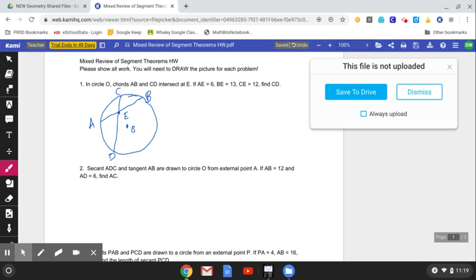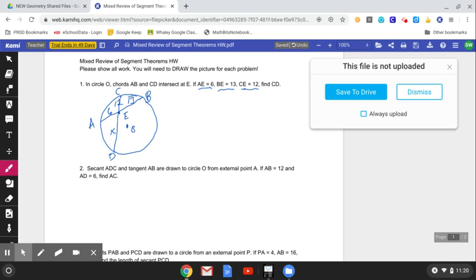Okay. Now, again, I don't really care if this is to scale, as long as I can see the relationship I'm supposed to see. So AE, according to this, is 6. So I'm going to put 6 here. BE is 13. CE is 12. And it wants to know what is CD. So CD is actually that whole thing. Now, in order for me to get the whole thing CD, I'm going to have to know what ED is. And then I can get the whole thing.